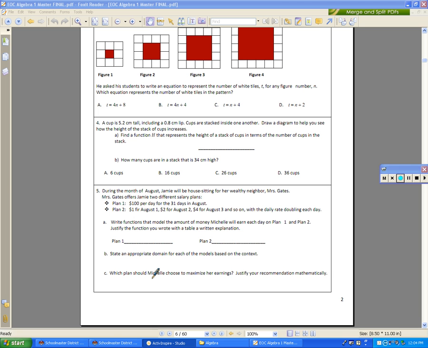All right, which plan should Jamie choose to maximize her earnings? We did this together so you already know the answer, but how do you explain it mathematically? How much would she make if she went in there every day in August?